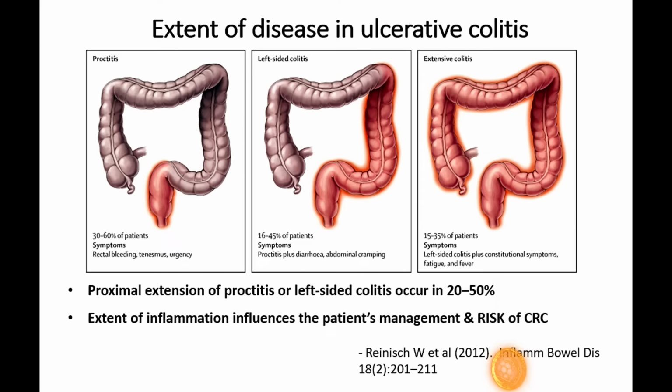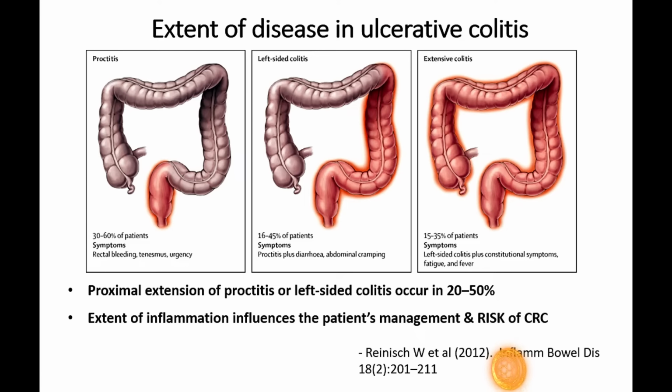Phenotypically, there are basically three types of disease extent in ulcerative colitis. The first is proctitis, when the inflammation is confined to the rectum only, below the rectosigmoid junction. It is seen in 30 to 60% of patients, and symptoms are rectal bleeding, tenesmus and urgency.